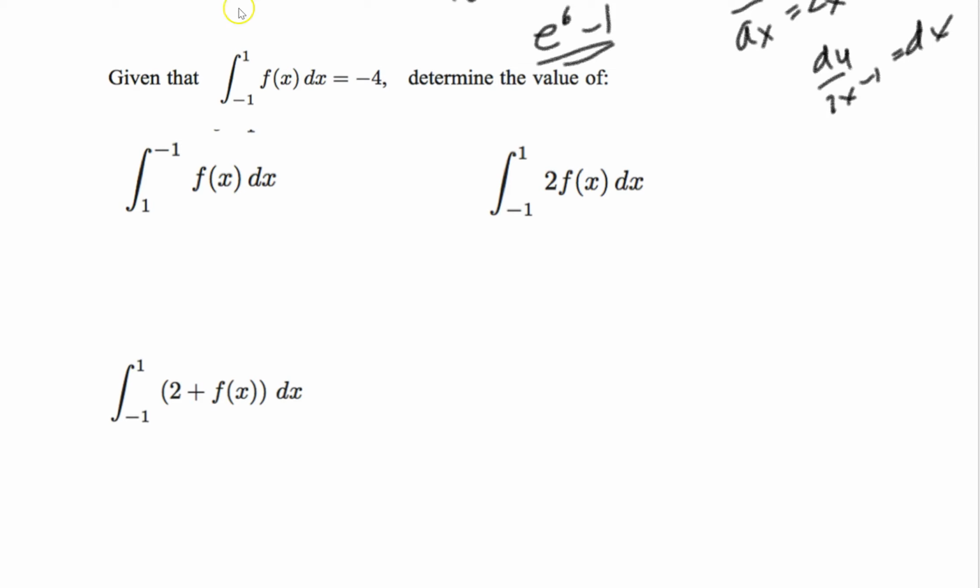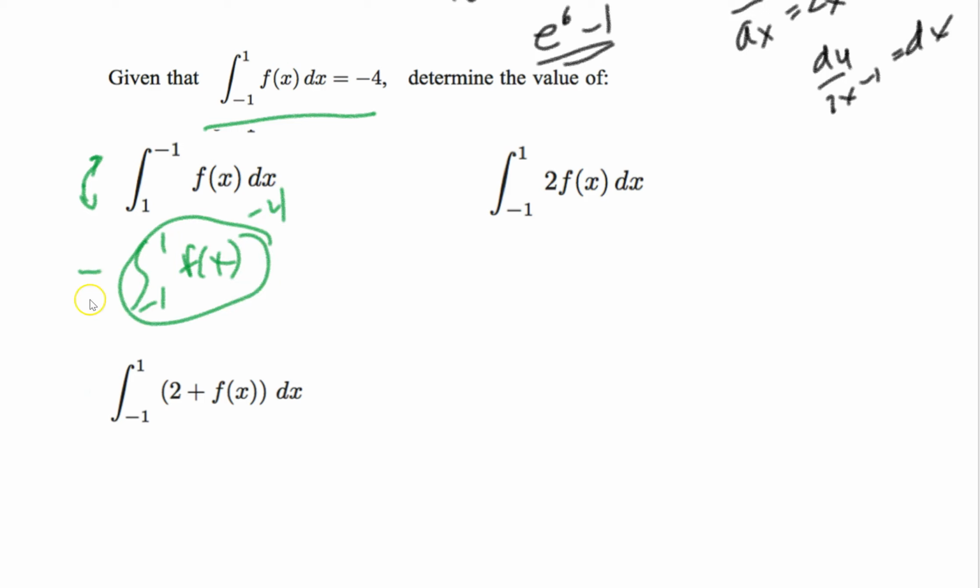Okay, last couple things with basic integration. Let's talk about these rules. So, given that the integral from -1 to 1 of f(x) equals -4, let's find these. This is the first one here. Notice what they did? They switched the limits. That just negates it. So we could write negative the integral from -1 to 1 of f(x). Well, I know what this is. It's -4. So negative times -4 is a positive 4.